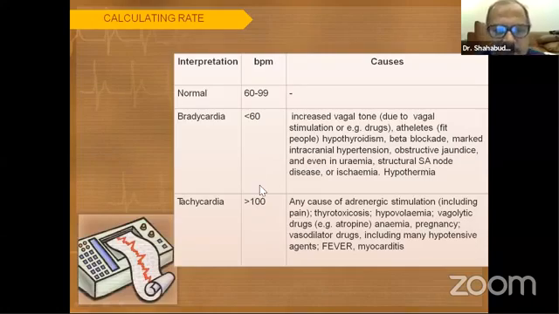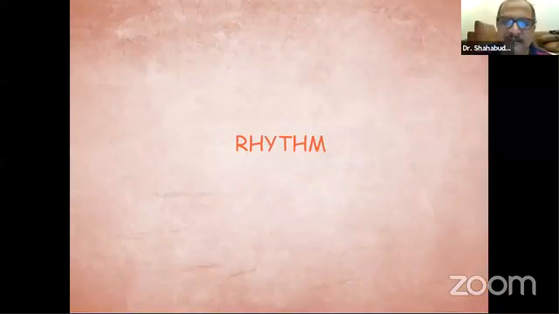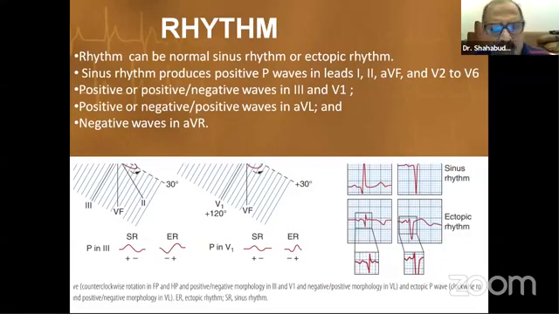And tachycardia may be physiological or pathological. Physiological: worry, anxiety, tension, tea, coffee, alcohol cause an increase of the heart rate. But other causes are thyrotoxicosis, hypovolemia, vagolytic drugs, anemia, pregnancy, and vasodilator drugs, which cause the heart rate to increase.